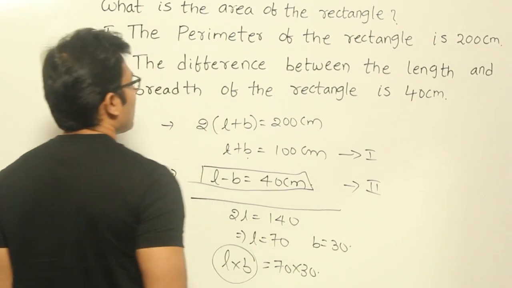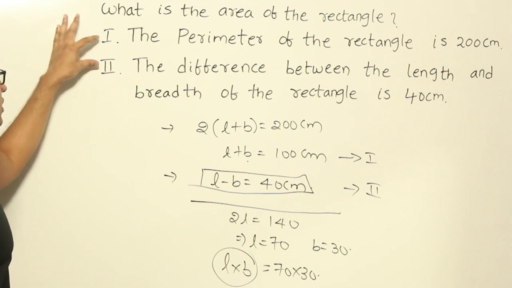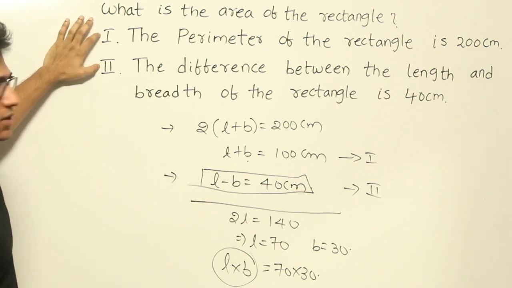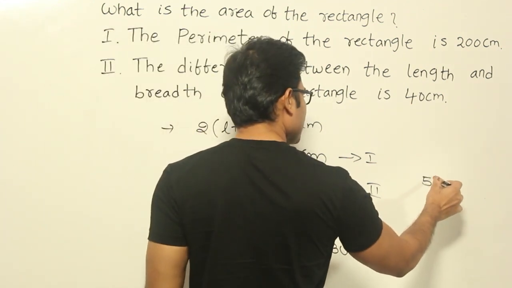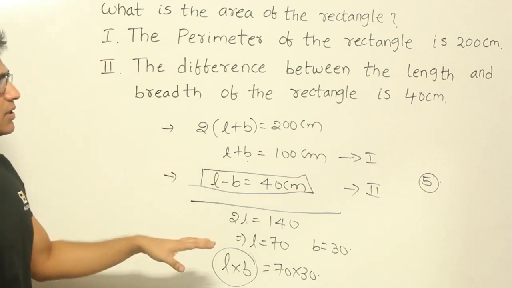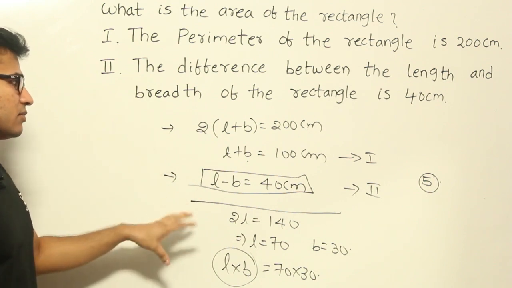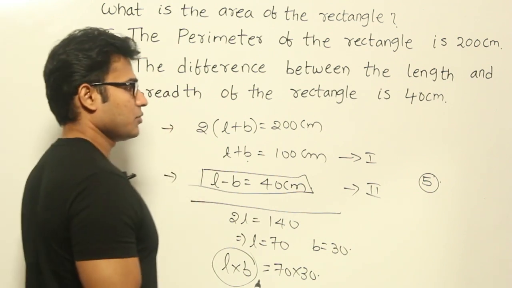So what we need to say here is, alone these two statements will not be sufficient, but together when I take them they are sufficient. So the answer is option number 5. If you see option number 5, it is given that both the statements are required, or the information present in both the statements is needed in order to solve the question, right? So that is why it is option number 5. Okay.